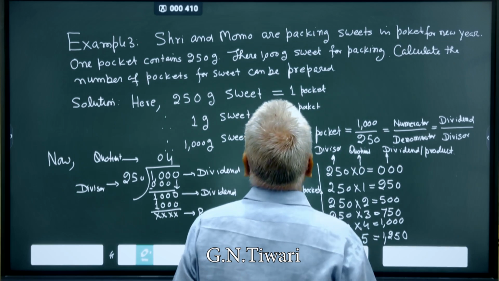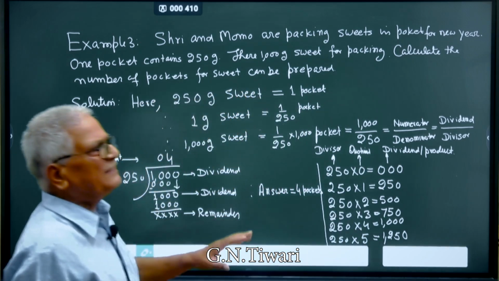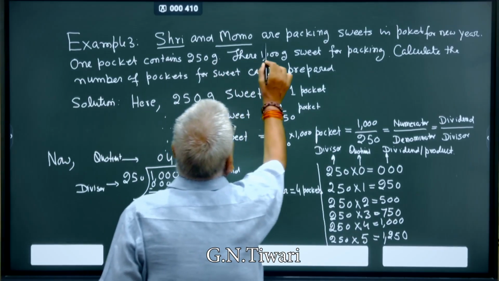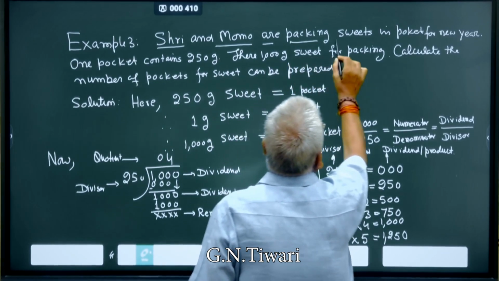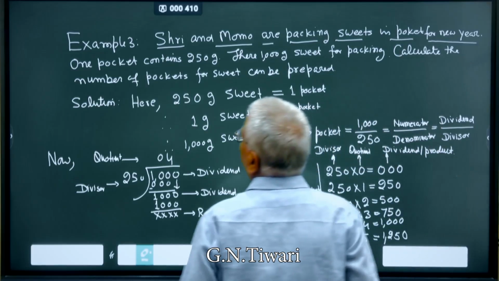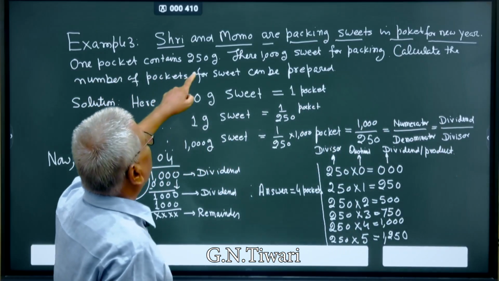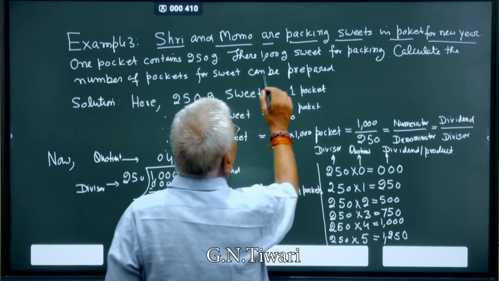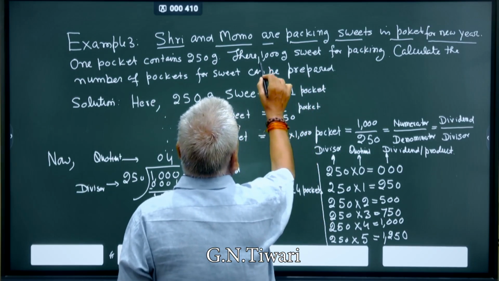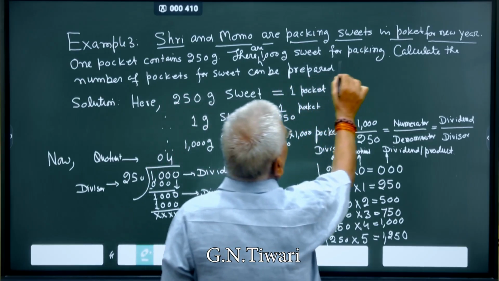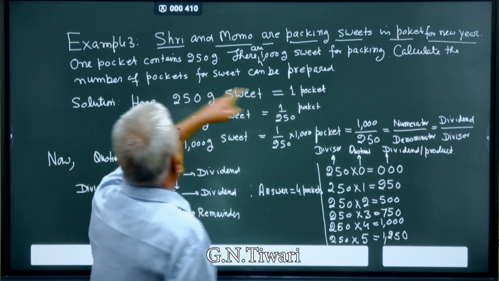अब देखिए, in the word problem given: Siri and Momo are packaging sweets in packets for a New Year gift. One packet contains 250 gram, and there are 1000 gram sweets for packaging. Calculate the number of packets.